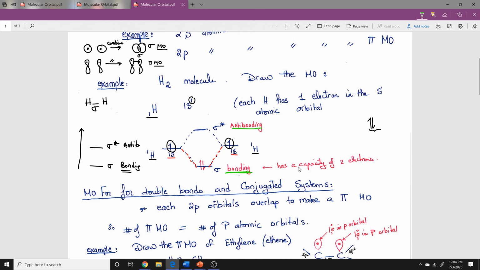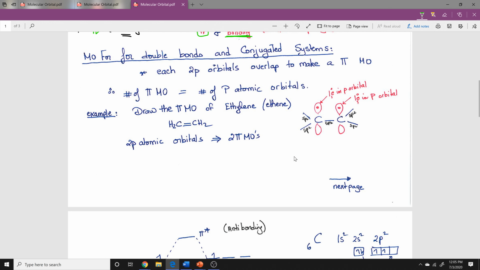The bonding state is going to have the lowest energy, so you're going to fill it first. Now we are out of electrons because we filled all our electrons in the bonding state, and the anti-bonding state will have no electrons in there. So to draw the molecular orbital, that's it. This is going to be it, showing the bonding and the anti-bonding molecular orbitals, and the bonding state has 2 electrons in there.